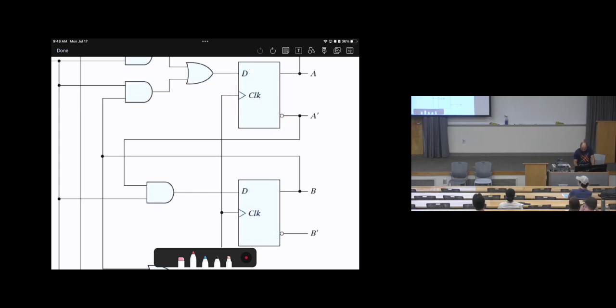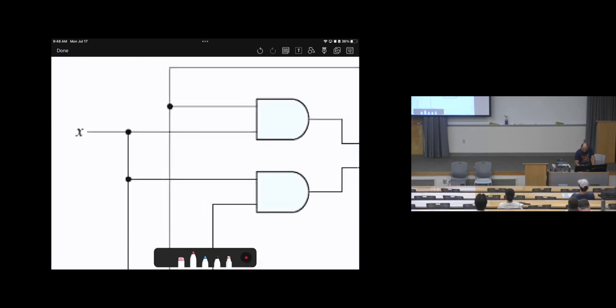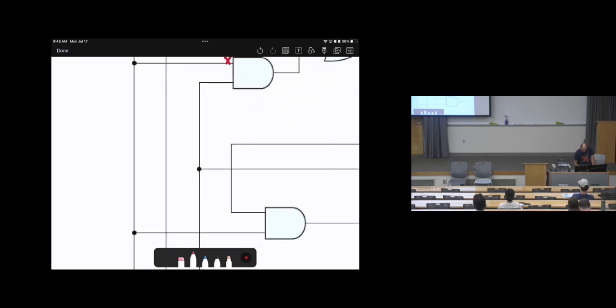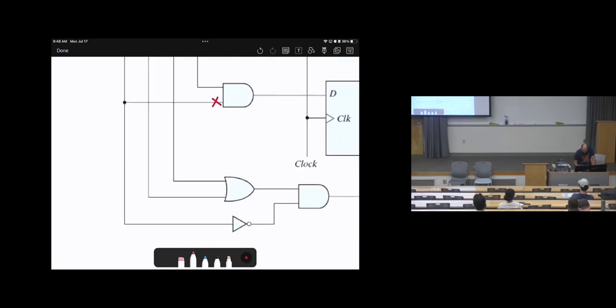Okay, I encourage you to make this analysis starting from the inputs towards the outputs. So here, this is state A, here is A bar, this is B bar. Let's look at this. Here is input X, so here will be X, then following this point, this is X. Here is X bar, so here is X bar.